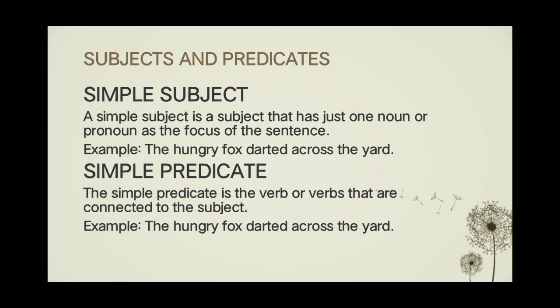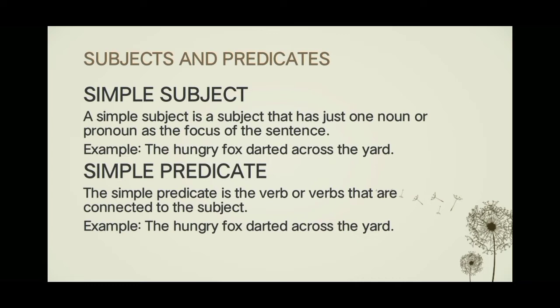Here, the complete subject is the hungry fox. There are two more words, the and hungry, that modify the main subject, which is the word fox. So fox is the simple subject. Next is simple predicate. The simple predicate is the verb or verbs that are connected to the subject.